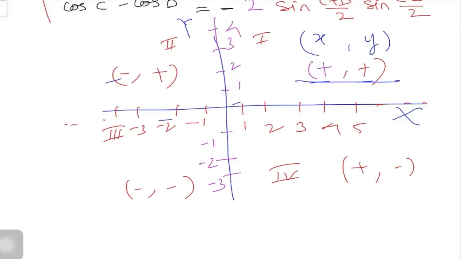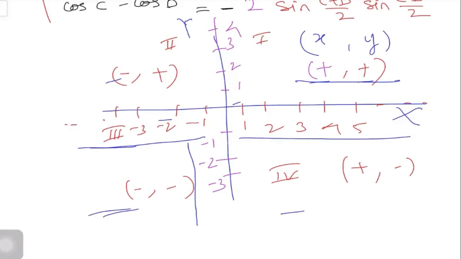That's why positive y-axis. Similarly, in the third quadrant, all x-axis points are negative and all y-axis points are negative. That's why the negatives are here. In the fourth quadrant, all x-axis points are positive and all y-axis points are negative. That's why positive and negative points are there.